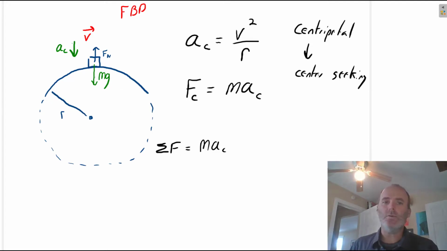All right, so what forces do we have? Well, we have mg going down. We'll call down negative because you guys are used to that. So we have minus mg. Well, if mg is negative, the normal force is opposite. So we're going to have positive Fn.